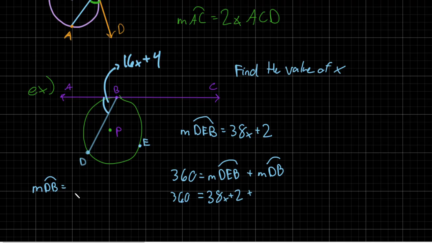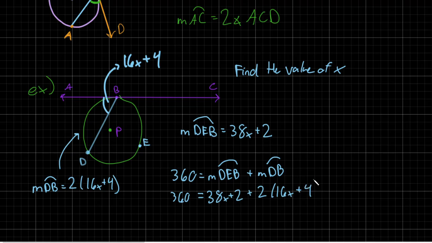It equals 2, yep, twice the angle. Twice the angle inside. So we're doing twice of the angle inside. Vincent, what's the angle inside? Yeah, 16x plus 4. So that's what that arc represents right there. We're adding those two together.